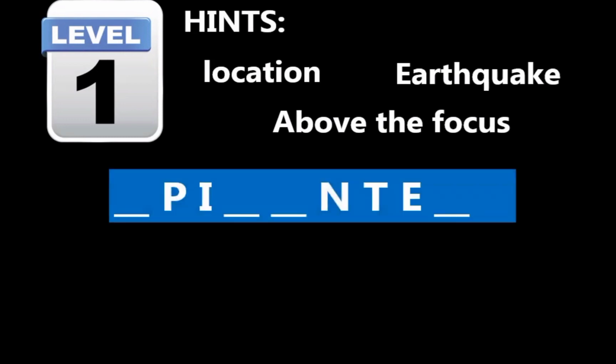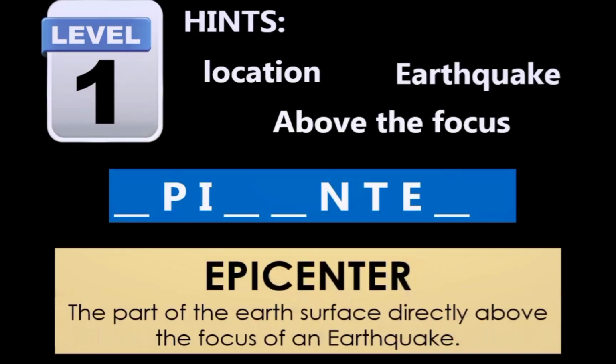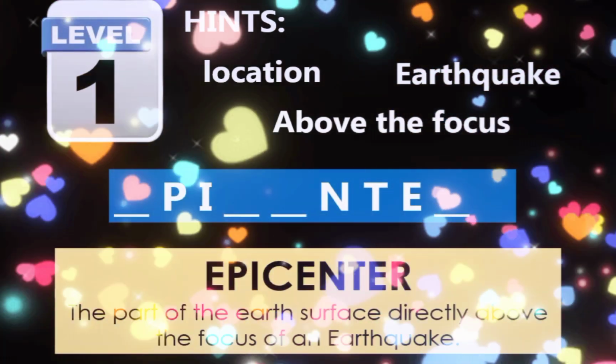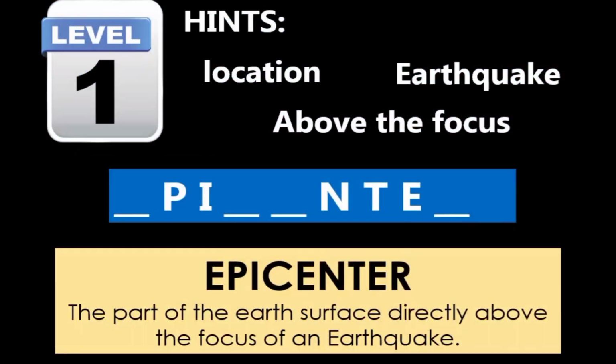Level 1. Here are the hints. Location, above the focus, earthquake. What is the mystery word? Awesome! The mystery word is epicenter, the part of the Earth's surface directly above the focus of an earthquake. Epicenter.